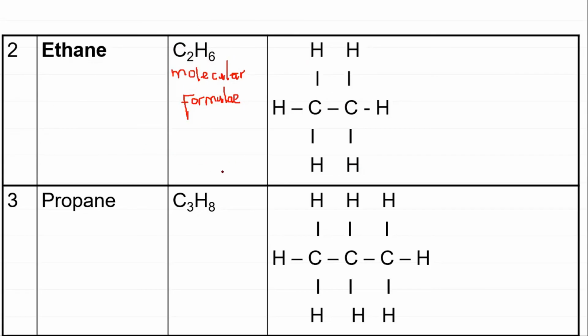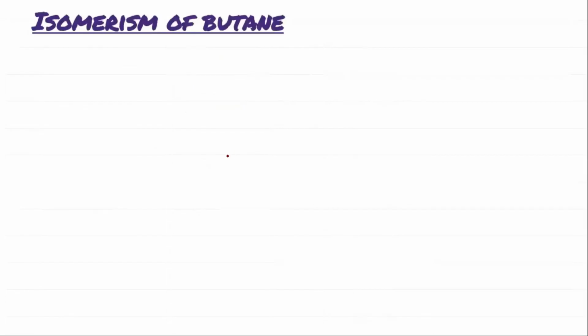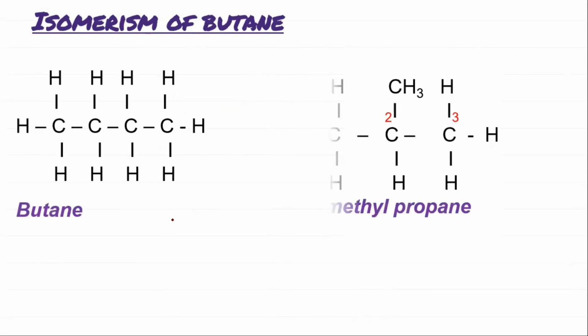Right. So this will then mark the end of the first lesson. The only thing that we will be looking into when we go into the second lesson is to look at isomerism of these alkanes, and we will be looking at butanes and more, and we'll also look into alkenes.